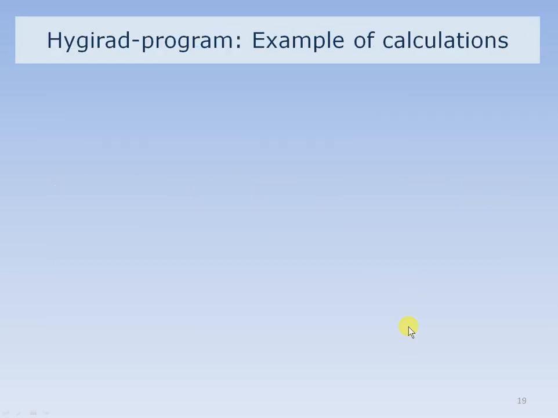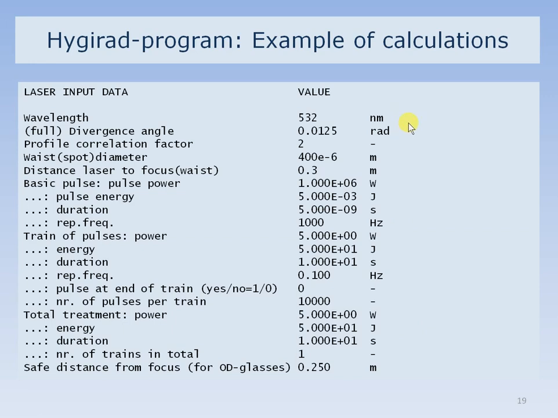This is an example of the calculations. We have a standard laser input here with the wavelength 532, divergence angle, profile correlation factor, a spot diameter here, the distance of the laser to the focus, and then the laser pulse.